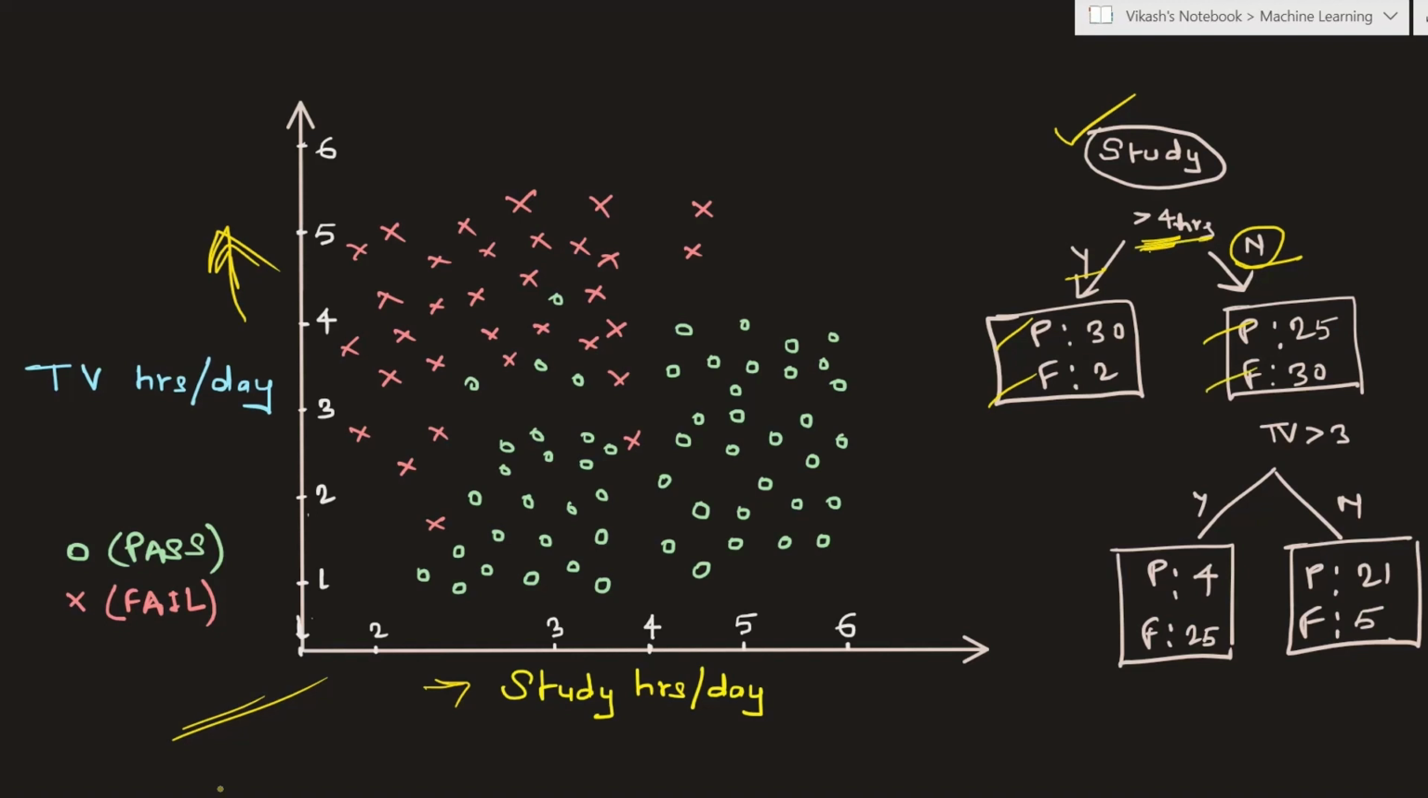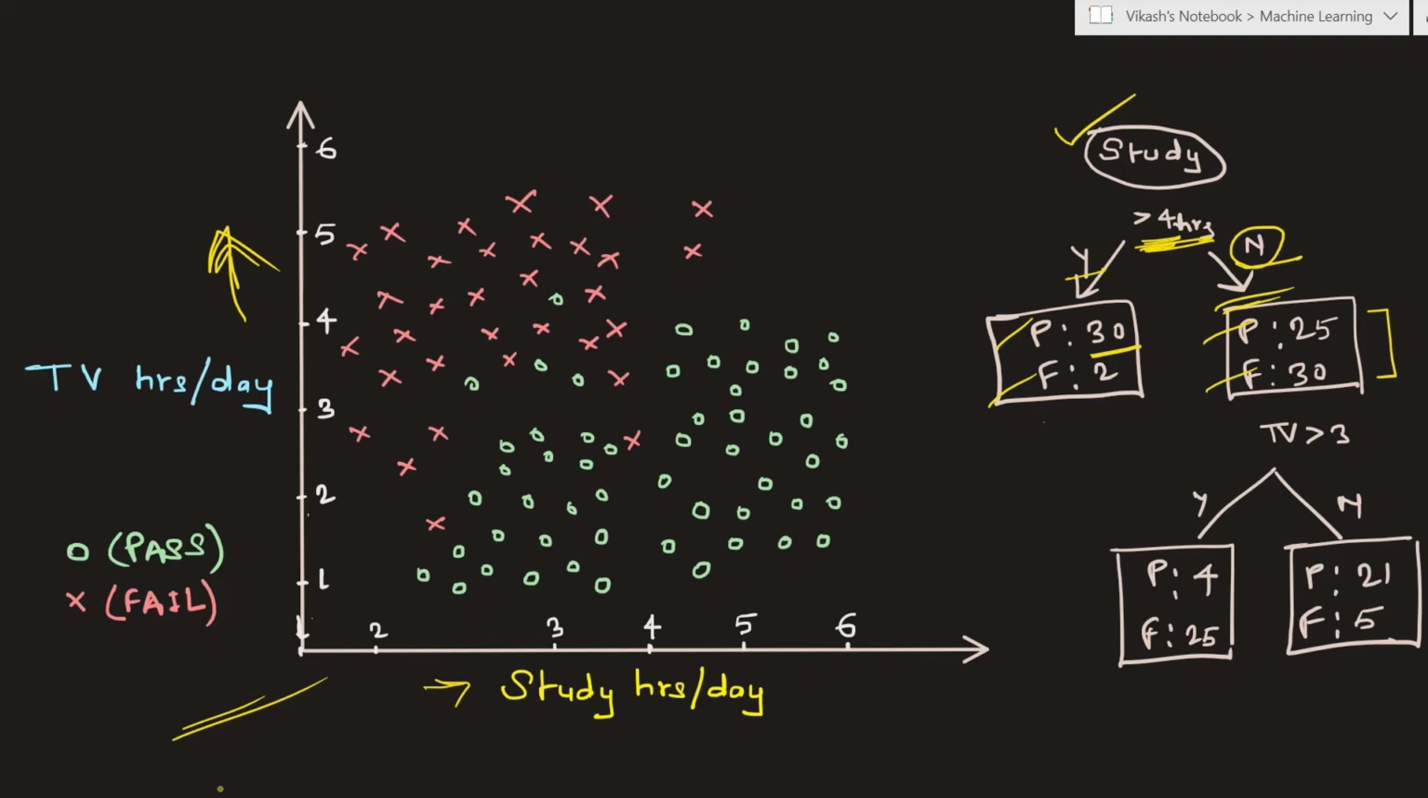So going by this condition, we have one clarity: if the student is studying more than 4 hours per day, there is a high chance of passing the exam. But if the student is not studying more than 4 hours per day, then still we do not have clarity on what factors can decide whether the student will pass or fail in the exam.